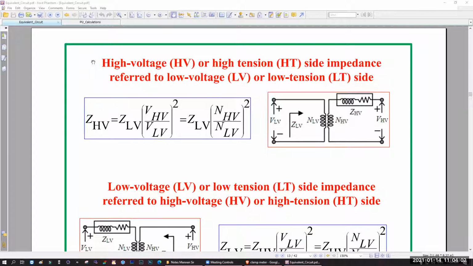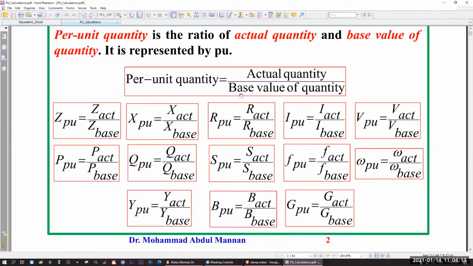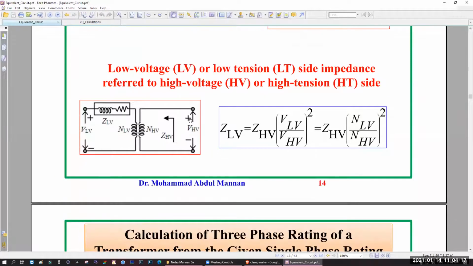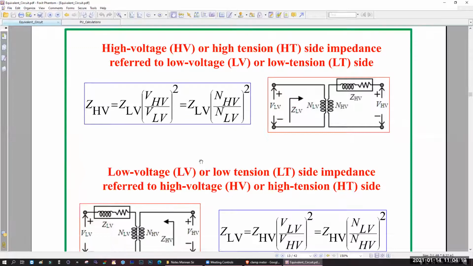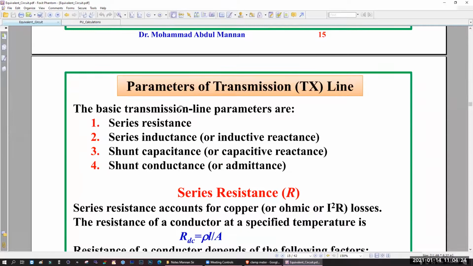Okay, now this one is high voltage or high tension side impedance referred to low voltage and low tension side impedance. This is our per unit calculation. This is our whole per unit calculation. We will do it later, that means in our next class, not now. So you do not have to worry about this. Let's go for the calculation. Not this one.